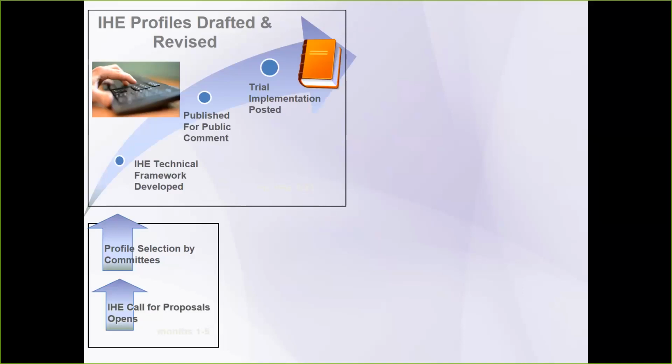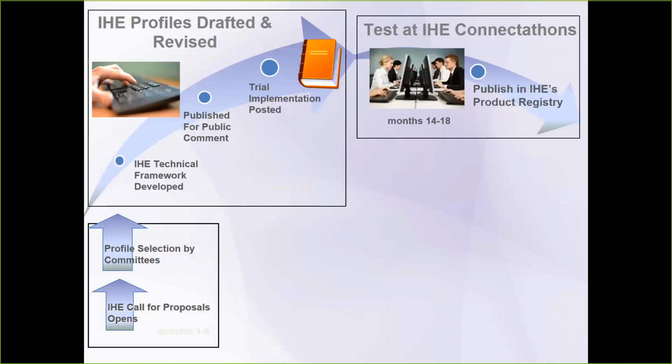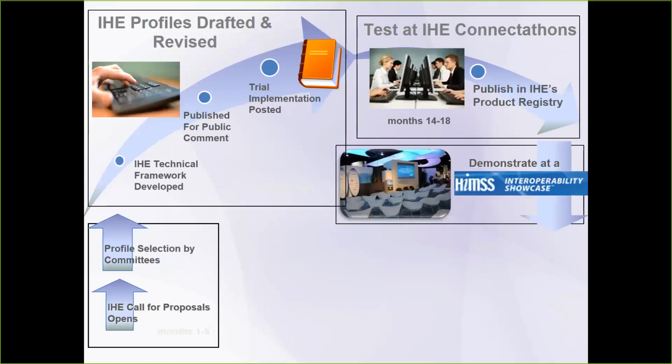At that point, we begin development on the actual profile, publish the profile for public comment, and then post-trial implementation after every comment has been resolved. Then that moves into connectathon testing. So this is where we can actually test against the profile and make sure that the work that we're doing has met the needs of the industry. And then it is published into the IHE product registry. And then we can demonstrate that at the HIMSS interoperability showcase.